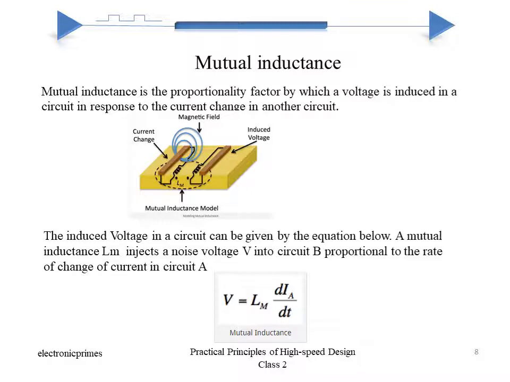Mutual inductance is the proportionality factor by which a voltage is induced in a circuit in response to a current change in another circuit. As you see in the diagram, a mutual inductance Lm injects a noise voltage V into circuit B proportional to the rate of change of current in circuit A. Thereby the induced voltage in a circuit can be given by the equation as below: V = Lm di/dt, where Lm is the mutual inductance.